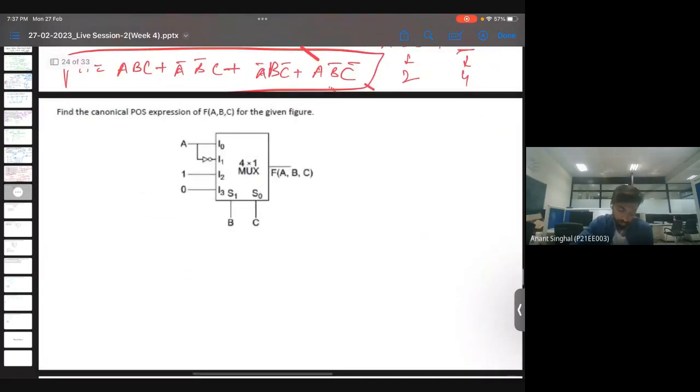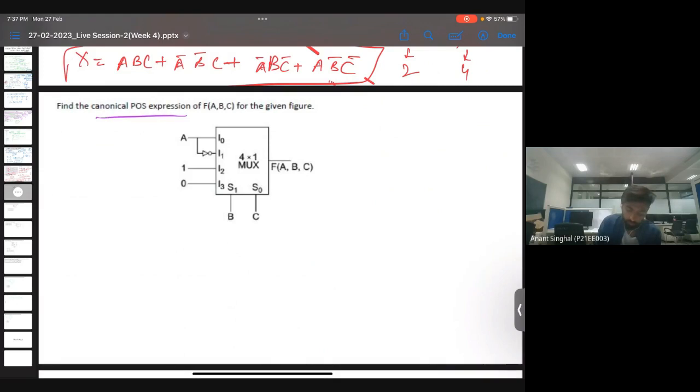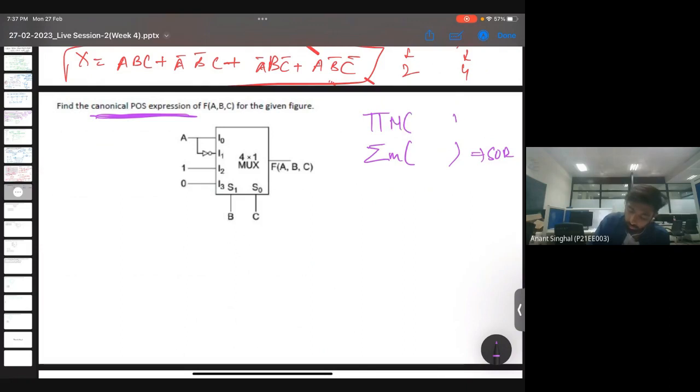Okay. So you can solve for this. We need to give the POS expression from this. So can anyone tell? POS expression means in terms of pi, not in terms of summation. Summation means SOP, and pi, which is in terms of max term, means POS. So we know that the complement of this min term is nothing but max term. So we can calculate the min terms first, and then the rest of the remaining numbers will be the POS expression.